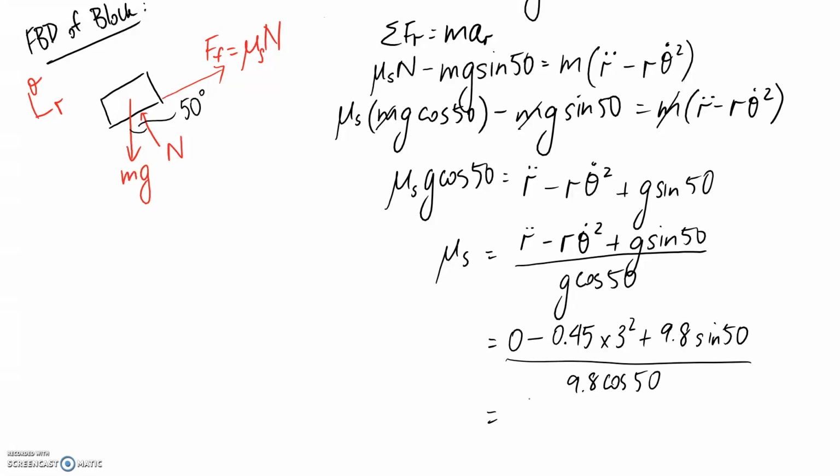If you type all of this into a calculator, you end up with 0.54. So that's the answer for the static friction coefficient in order to maintain the rotation of the block without moving up to 50 degrees. Okay, so that's the answer to this question, and I'll see you in another video.